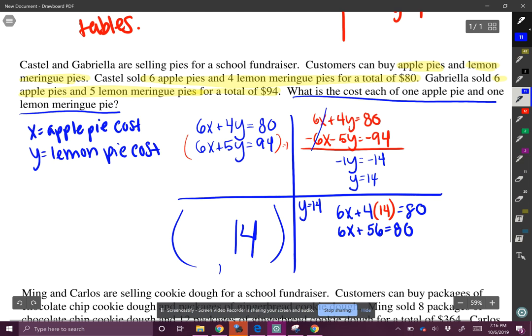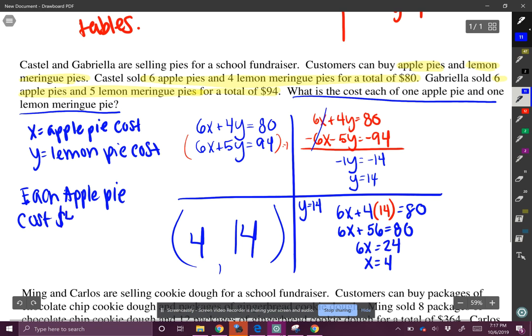When we subtract 56 on both sides, we're going to get 24. So we'll have 6x equals 24. And in this case, x equals 4. All right. So our 2 pie costs we have here in this coordinate right here. Since x represents apple pies, we could say each apple pie costs $4, and each lemon pie costs $14.